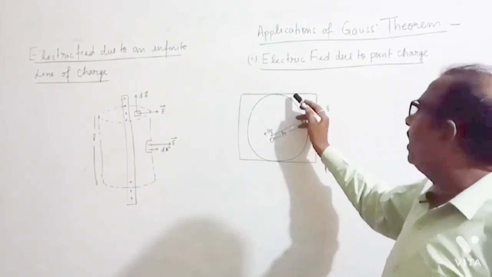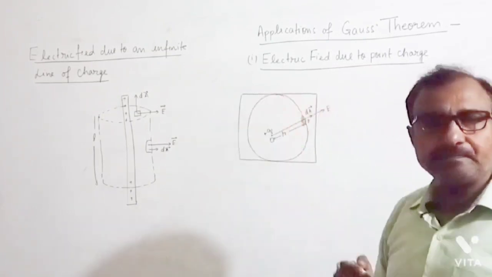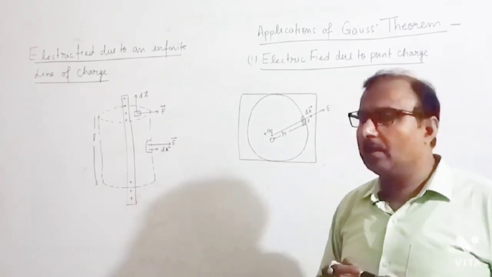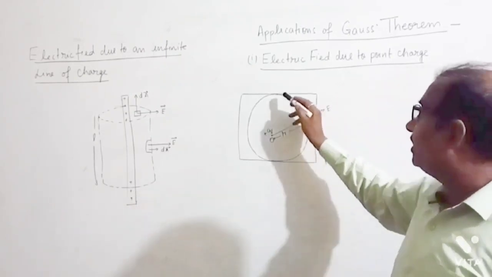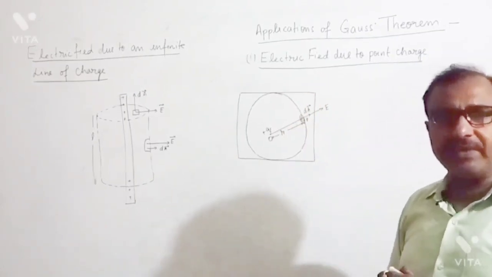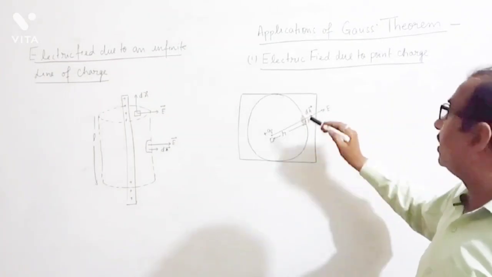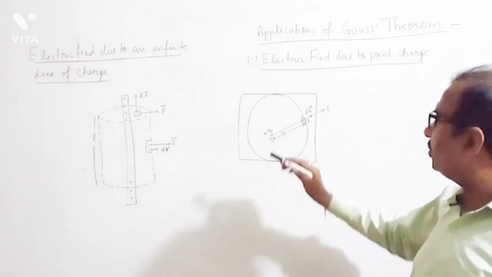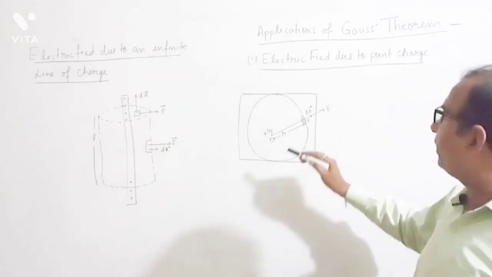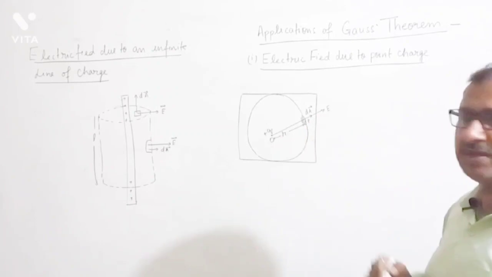So you take a spherical surface around that, of radius r. That is a Gaussian surface. On that Gaussian surface, you take a small area element dA. As you know, due to positive charge, electric field is always outward, perpendicular. So E and dA are both in the same direction.